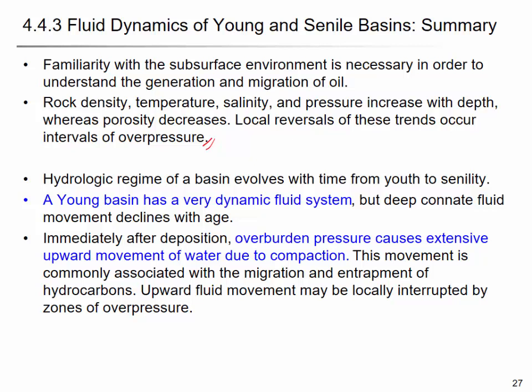The hydrologic regime of a basin evolves with time from youth to senility. A young basin has a very dynamic fluid system, but deep connate fluid movement declines with age. Immediately after deposition, overburden pressure causes extensive upward movement of water due to compaction. This movement is commonly associated with the migration and entrapment of hydrocarbon. Upward fluid movement may be locally interrupted by zones of overpressure. So this is explaining the compaction causing the upward fluid movement.